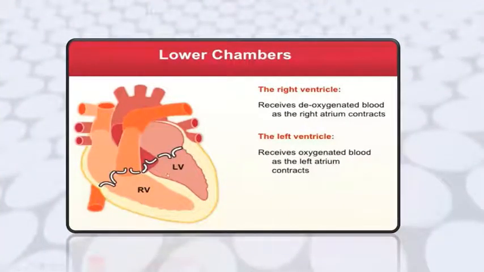Now, in the case of the lower chambers, the right ventricle always carries the deoxygenated blood. So when the right atrium contracts, the blood from the right atrium enters into the right ventricle. In the case of the left ventricle, when the left atrium contracts, it sends the oxygenated blood to the left ventricle. So here, deoxygenated blood goes to the right ventricle and oxygenated blood to the left ventricle.